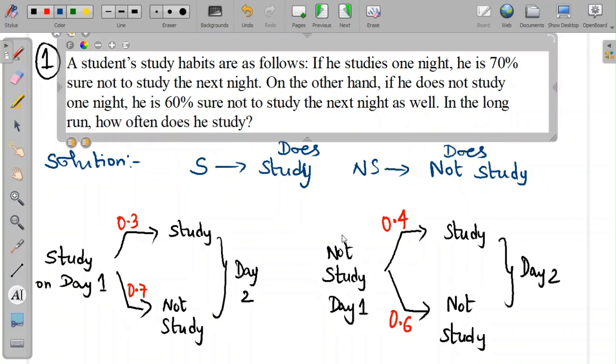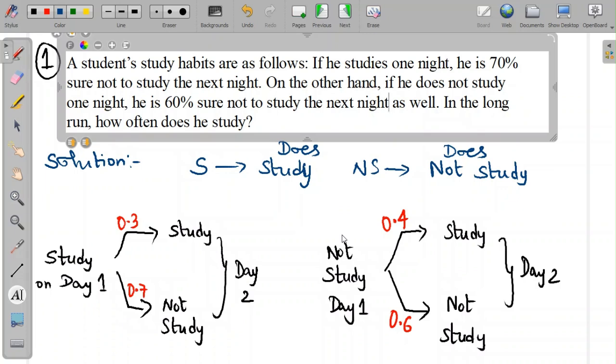So as discussed in the problem, there are two states in this Markov chain: the chance that he studies and the chance that he does not study. Based on the description, if he studies on day one, he will study on day two only with a 30% chance, and with a 70% chance he'll choose not to study. And if he does not study on day one, he will continue to not study with a chance of 60%, but he will study with a chance of 40%.